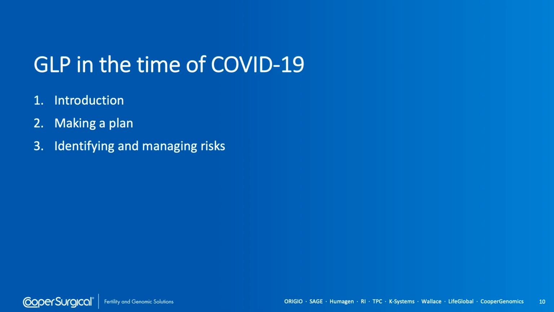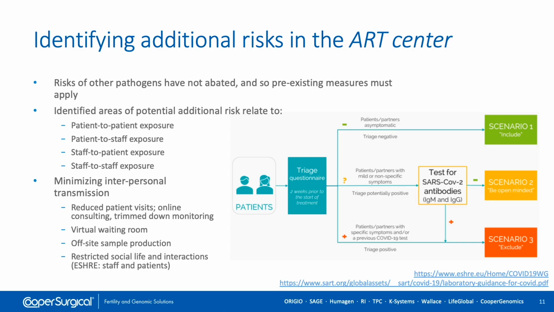Next, how do we identify and manage risk? There's still much we do not know, but identified areas of potential additional risk relate to patient, patient to staff, staff to patient, and staff to staff exposure to SARS-CoV-2.